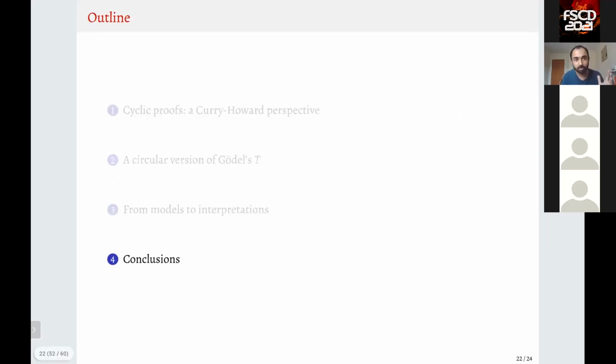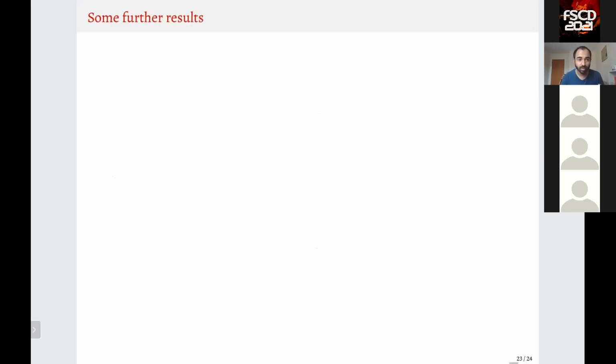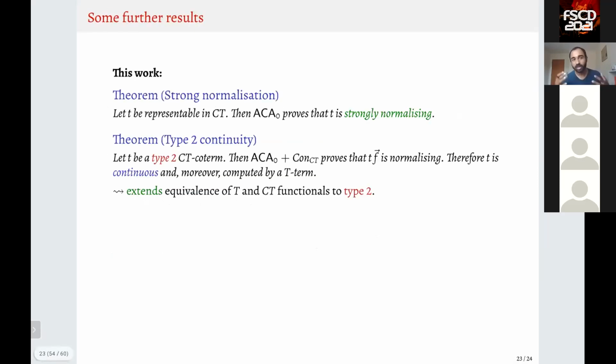I'm going to blast through a few further results and some other consequences and related work, but I don't want to dwell on them. First, in the same work, though I didn't have time to talk about it, we're also able to establish strong normalization. This is by adapting Tait's method to a coterm model instead of a term model. We show this is provable in RCA₀. We don't refine the type structure. We also show type T continuity, which extends the equivalence of T and CT functionals to type 2. Again, we don't give a strong mathematical treatment there.